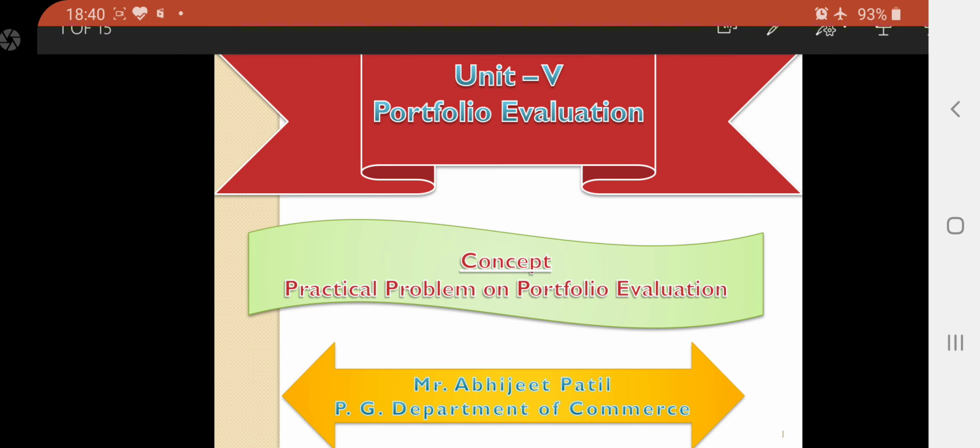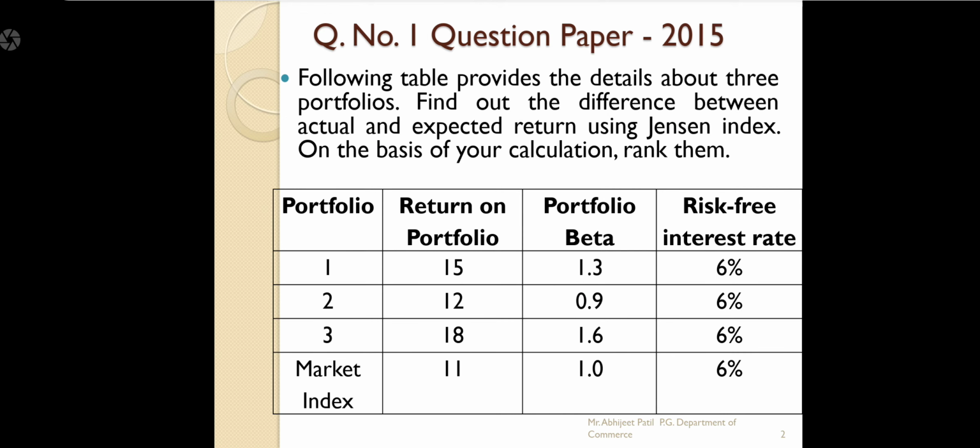So we have to go for question number 1. This question was asked in the year 2015. See the question: the following table provides details about 3 portfolios. Find out the difference between actual and expected return using Jensen's index, and on the basis of your calculation, rank them according to the performance.